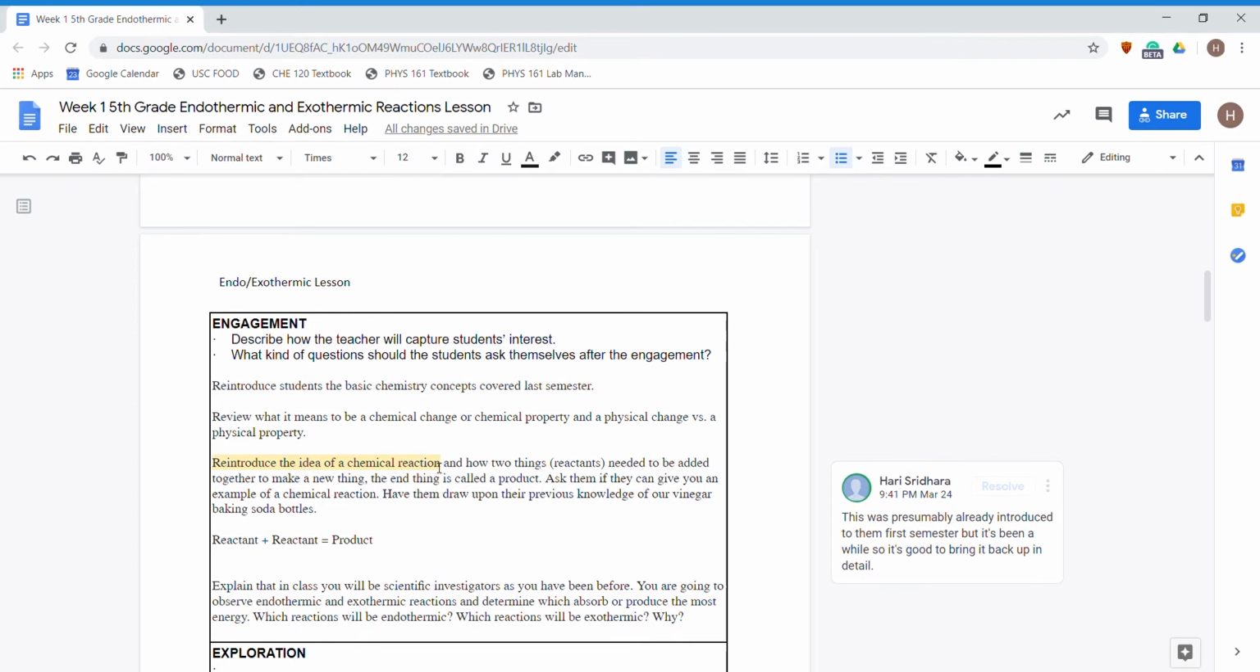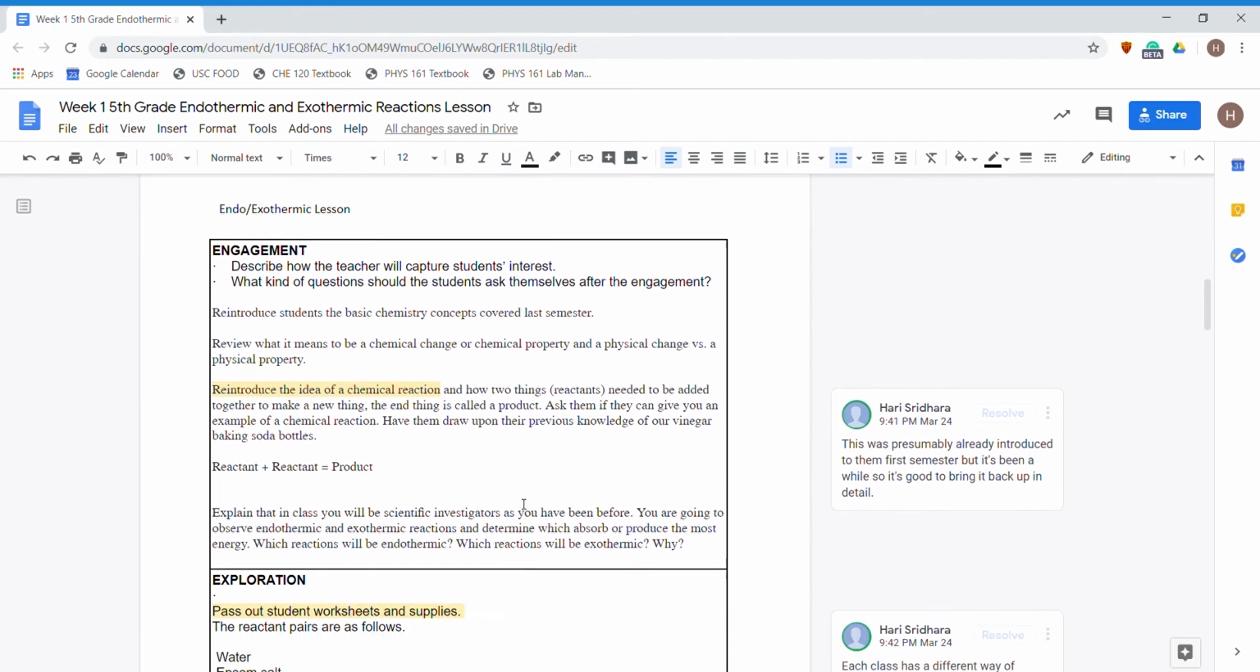The reasoning behind that is because they did do a lesson on chemical reactions already. This is the comment that I left here. It was a lesson with baking soda and vinegar being used to create carbon dioxide and inflate a balloon, but because that was so long ago, the concept of a chemical reaction and chemical changes and physical changes might still be important concepts to discuss before getting started or moving forward with this lesson.